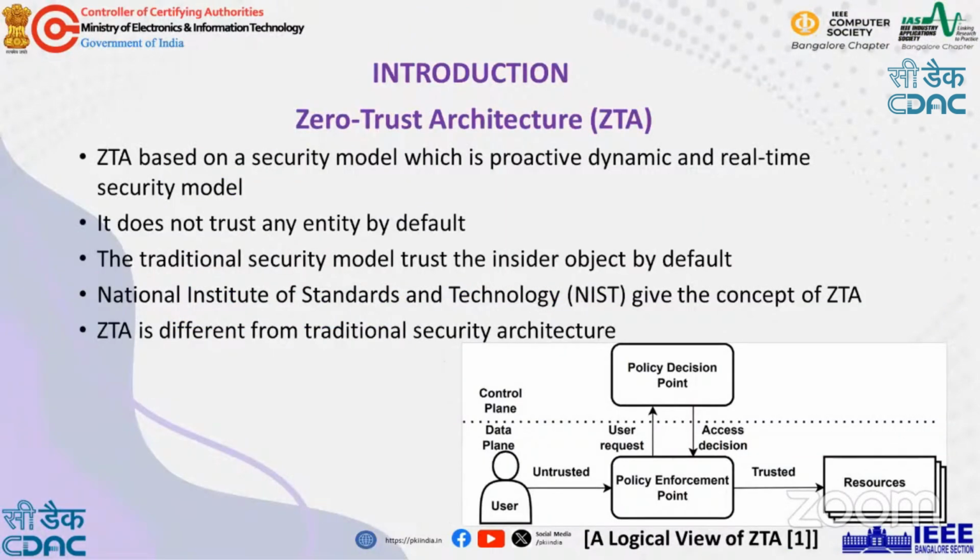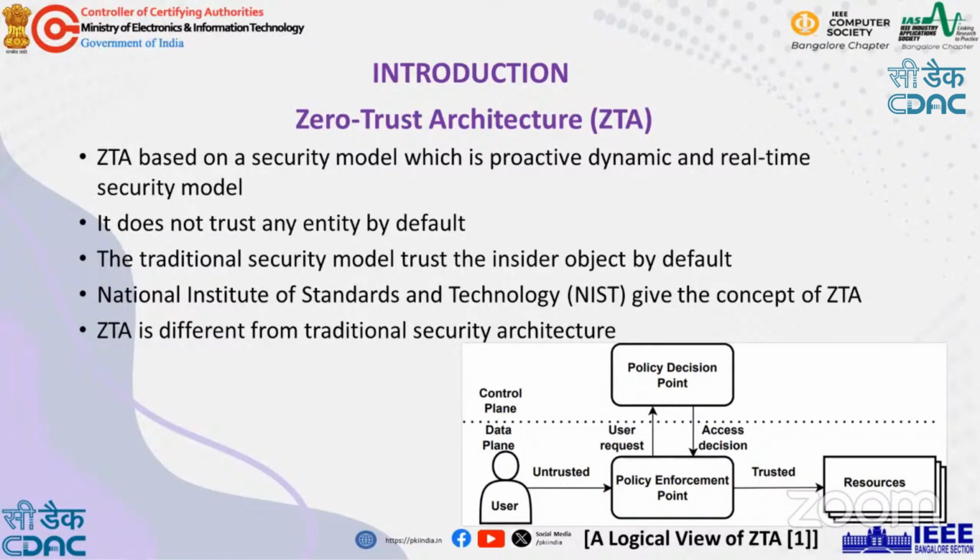So first, in the introduction part, the zero trust architecture is based on a security model, that is the zero trust security model. It is a proactive, dynamic, and real-time security model. It allows the security teams to take timely action, mitigate the security risks and prevent further damage. It also provides real-time visibility and reporting that enables the security teams to identify and respond to security incidents promptly. The zero trust security model assumes that any entity intending to access the enterprise resources would be malicious and should not be trusted by default.